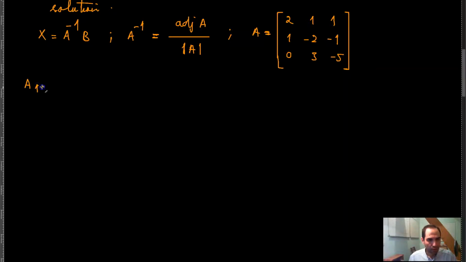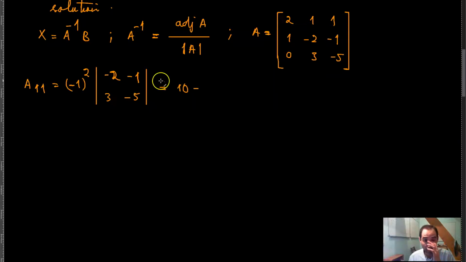So the cofactor A of 1, 1 is equal to negative 1 raised to the power 1 plus 1, which is equal to positive 1, and the minor of 1, 1, deleting the first row and the first column, is negative 2, negative 1, 3, and negative 5. Then you have negative 2 times negative 5 is equal to 10 minus negative 3, which is equal to 10 plus 3, which is equal to 13. Now A of 1, 2 is equal to negative 1 raised to the third power times this determinant, deleting this column and this row: 1, negative 1, 0, negative 5.